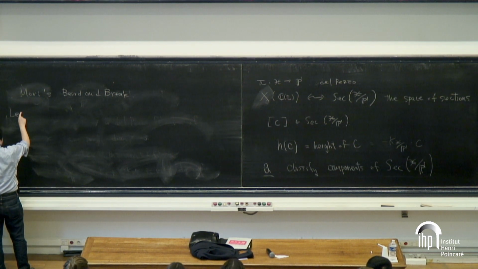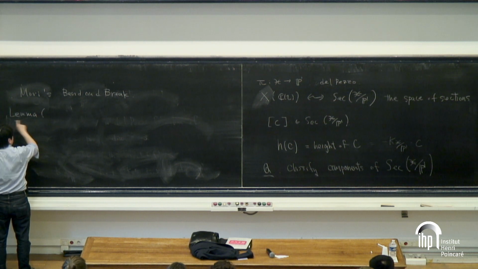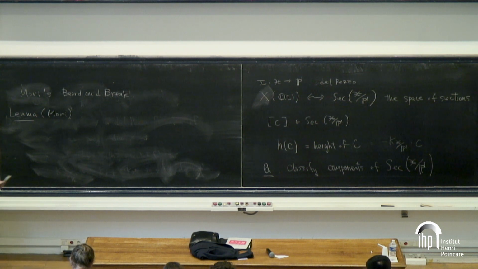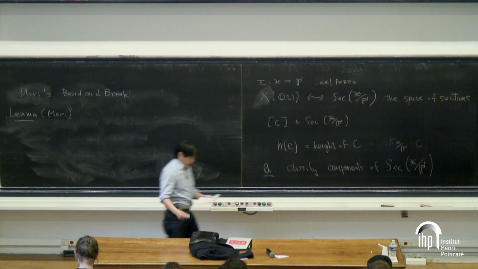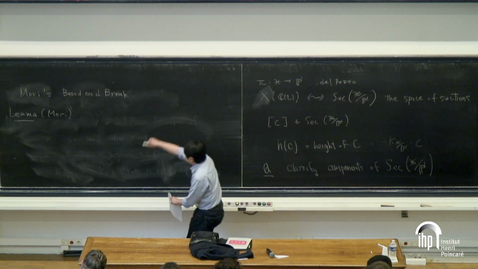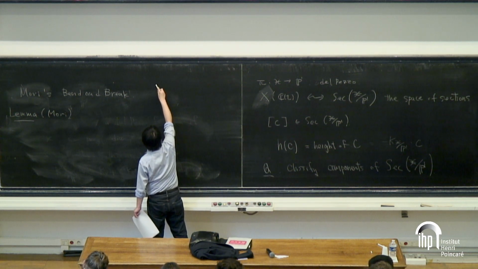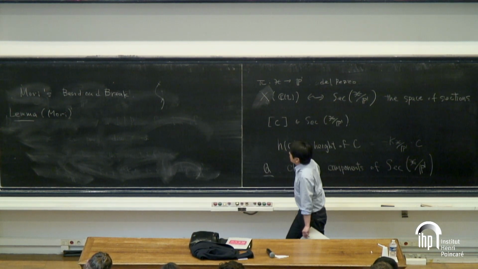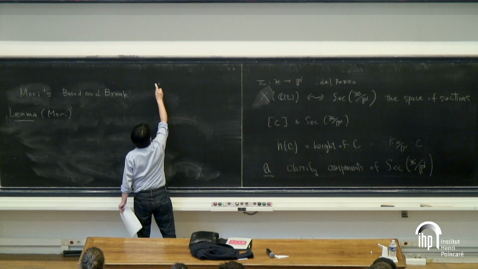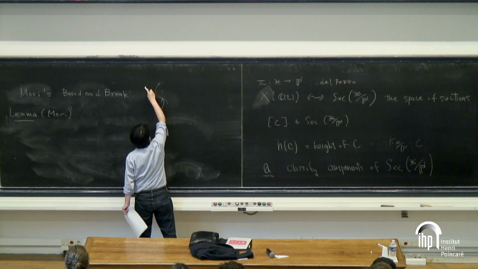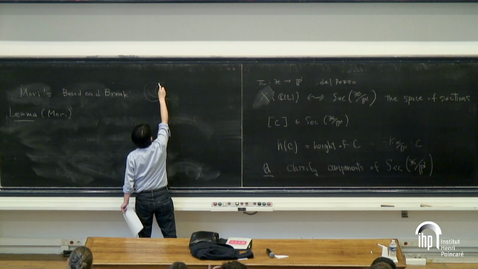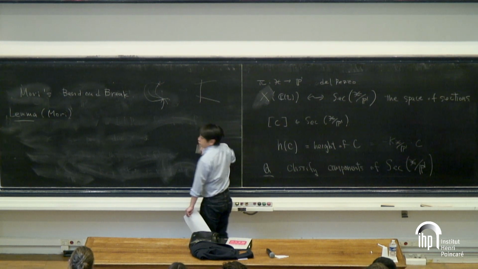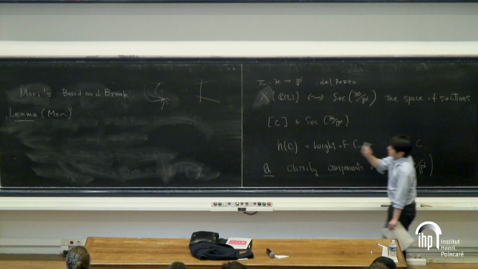Here I'm going to state the statement, but the idea is the following. Suppose we have a rational curve passing through two points, and suppose that we can bend, that is, move the rational curves while fixing these two points. Then eventually this breaks into a union of rational curves. That's the idea of bend and break.